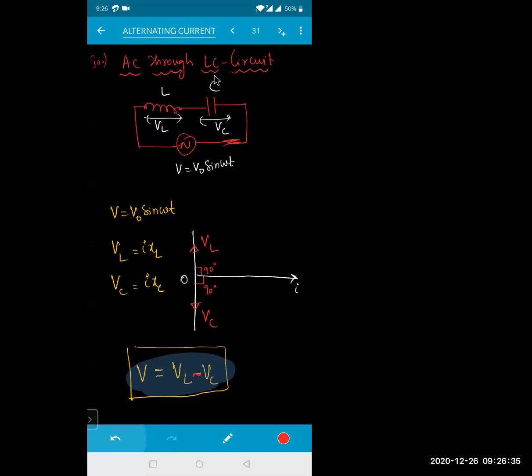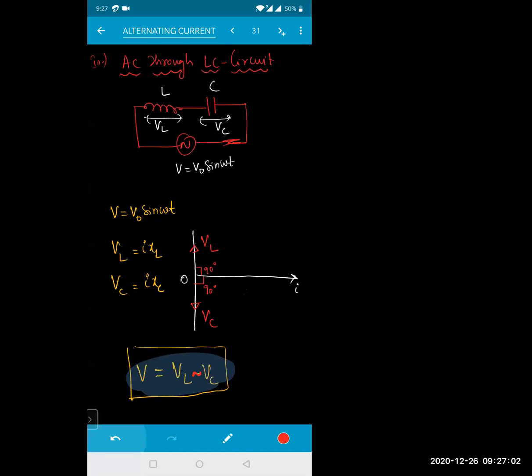Now see this one. Alternating current through your LC circuit. If an alternating source is connected to the inductor and capacitor, now see this is the current. With respect to current, the angle made by the inductor voltage is 90. With respect to current, the angle made by the capacitor is VC. Now here I assumed this one is bigger. When I assume this is bigger, what do I write? VL minus VC. If the lower one is bigger, I write the lower one minus the upper one. That is why I wrote 'almost' here. So VL is greater than VC.